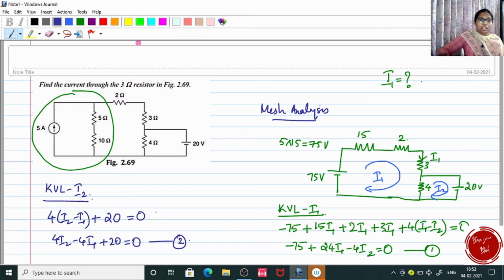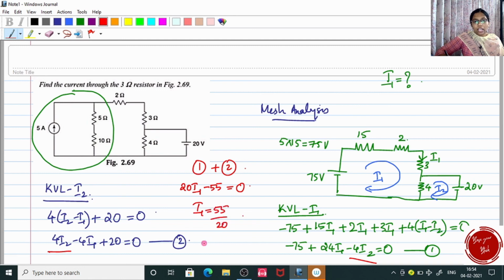Now let's solve equation number 1 and 2. Okay, you can see that there is a negative 4I2 coming here and a positive 4I2 coming in this part. So why not we add both equation number 2 and 1. So let's add 4I2 minus 4I2, it is 0, and negative 4I1 plus 24I1, it is 20I1. 20 minus 75 is negative 55 equal to 0. So you get I1 is equal to 55 by 20 and the value is about 2.75 ampere. So this is the current that passes through your 3 ohm resistor, okay.